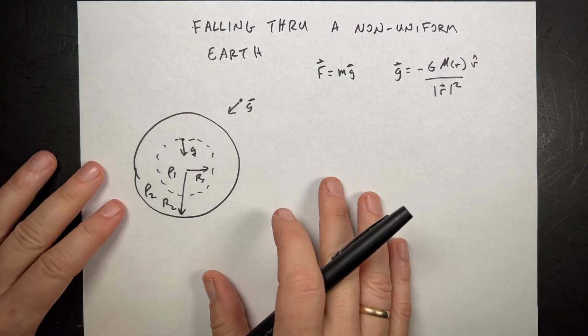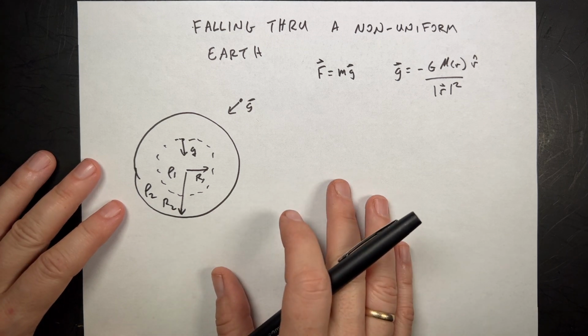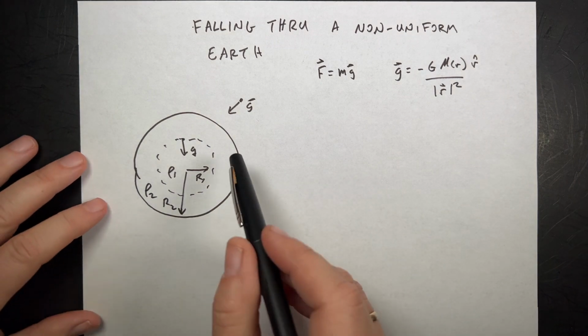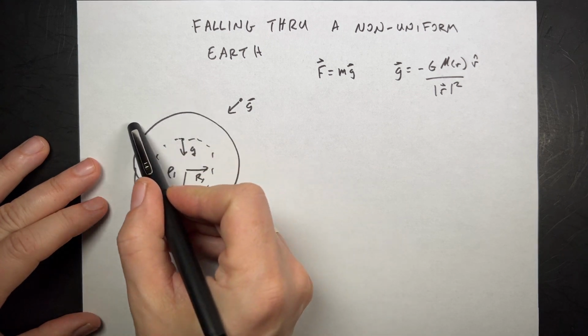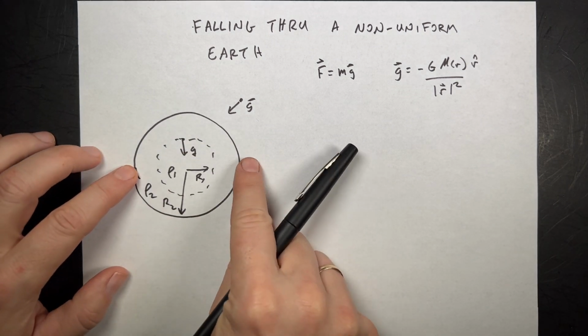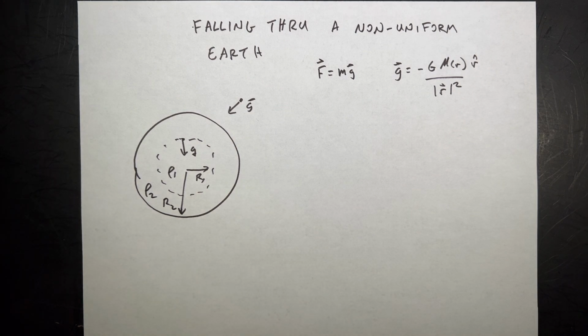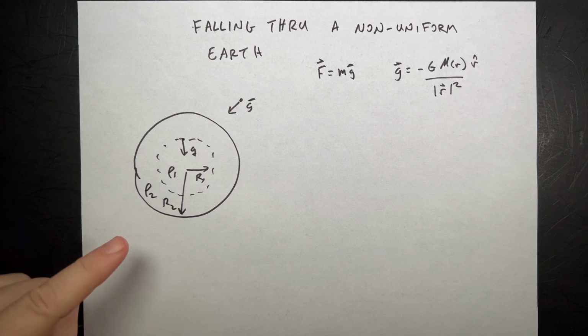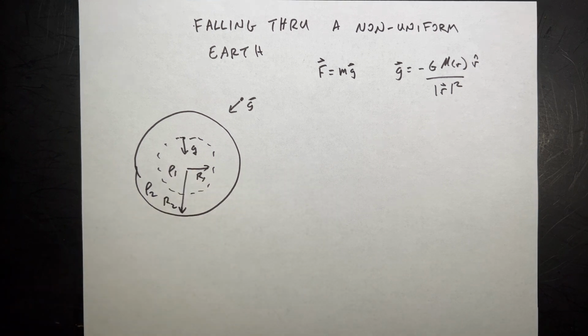Anyway, here we are. I have a previous video where I showed that if you have an object orbiting halfway around the Earth or tunneling through the center, they get to the other side at the same time. That was kind of fun. I liked it. It's a good problem. But it assumed the density of the Earth was uniform. What if the density of the Earth is not uniform?